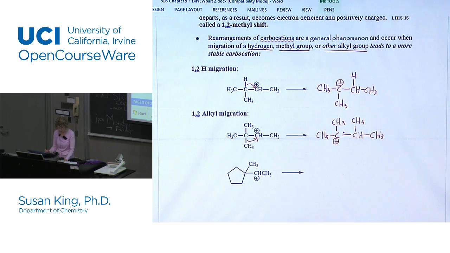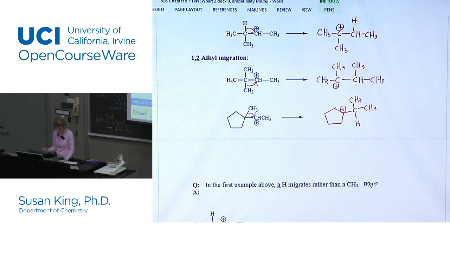In this case, you can actually have the methyl migrating like this. So that goes here. And there again, we're going from a secondary carbocation to a tertiary. Or we can actually have a carbon from the ring migrate. This is a little trickier to see. We'll do one of these in discussion to give you a little practice. These are the hardest ones to predict.